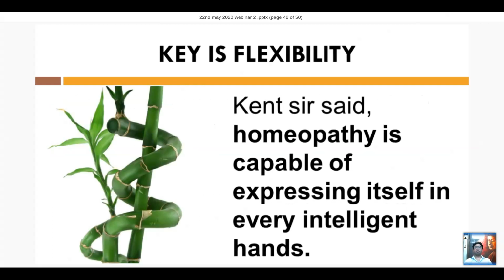So, for me, the key is flexibility. And Kent says homeopathy is capable of expressing itself in every intelligent hand. So, here I end our discussion.